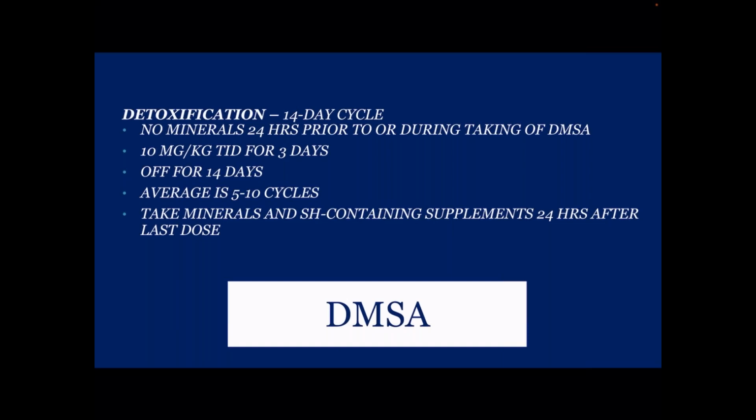You give it for 3 days. So you'll give 250, 250, 250 on day 1, 250, 250, 250 on day 2, and the same on day 3. Count off 14 days and restart the cycle. I would tell you the average is between 5 and 10 cycles. I believe that after 5 cycles, now what's a cycle? It's 3 days on, 14 days off. That's 17 days a cycle. So 17 times 5, whatever that comes out to, that would be your cycle time.